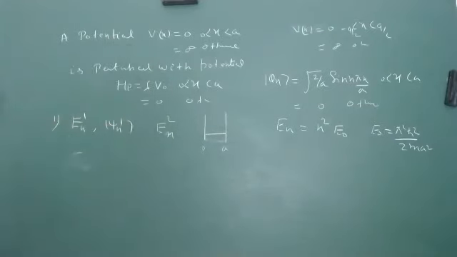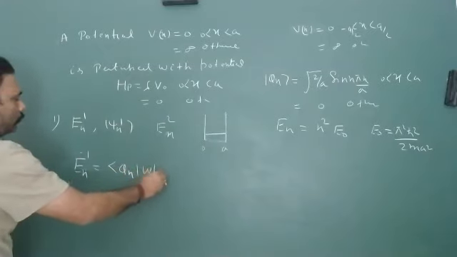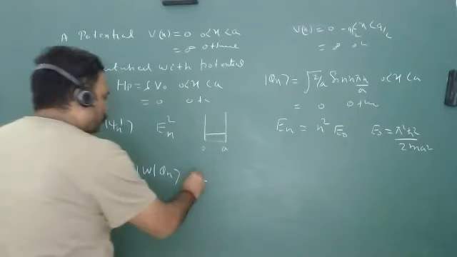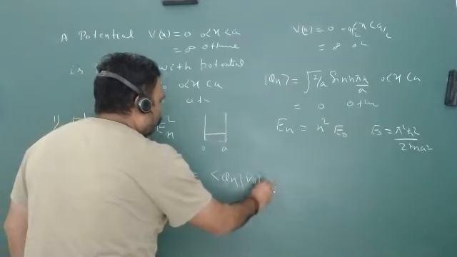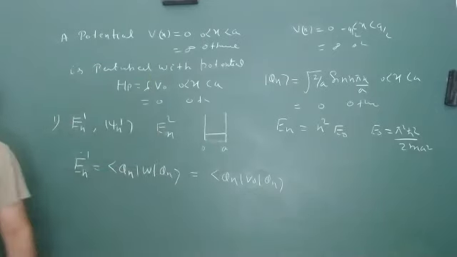Now let's go for E_n^1. This is nothing but <phi_n|W|phi_n>, and what is W? W is V naught. So this will be <phi_n|V naught|phi_n>. What will be this value? Without calculation, we can tell.